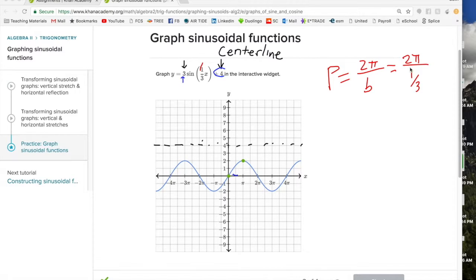Now, if I type that in a calculator, you can go ahead and try it. If you go 2 divided by, and you put your parentheses in there, and go 1/3 inside the parentheses, you're going to find that the calculator will tell you that it is 6. So somehow 2 divided by 1/3 is 6.